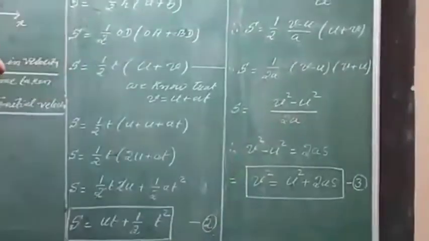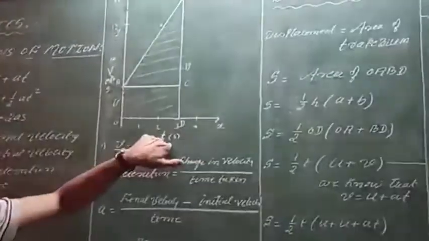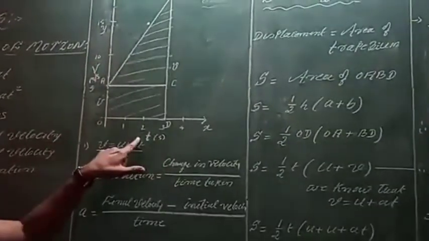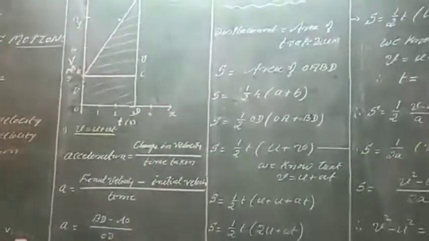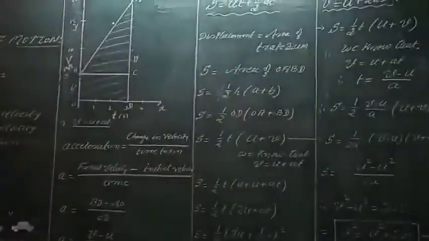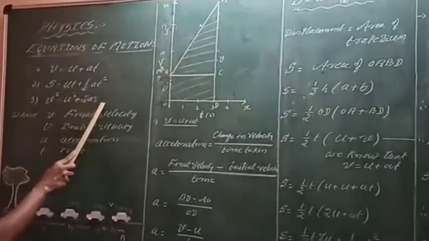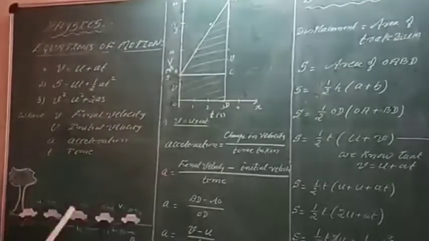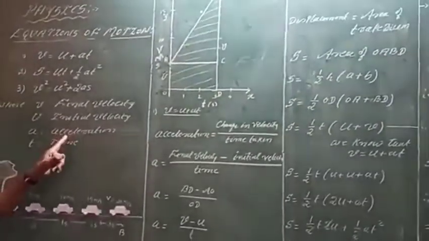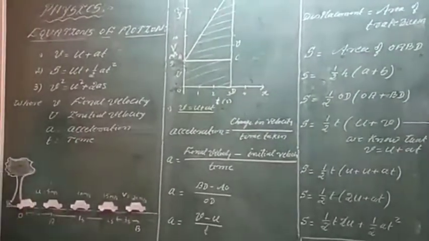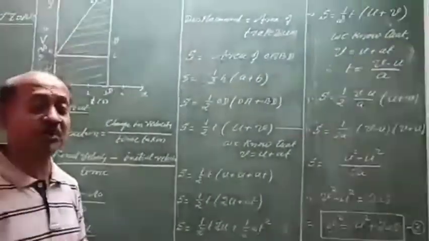So with the help of this graph, the v-t graph, that is the velocity-time graph, we can prove all of these three equations of motion. The first is V is equal to U plus at, S is equal to ut plus half at square, V square is equal to U square plus 2as. You already know that V is the final velocity, U is the initial velocity, a is the acceleration, and t is the time. With the help of these three equations, we can solve many problems.